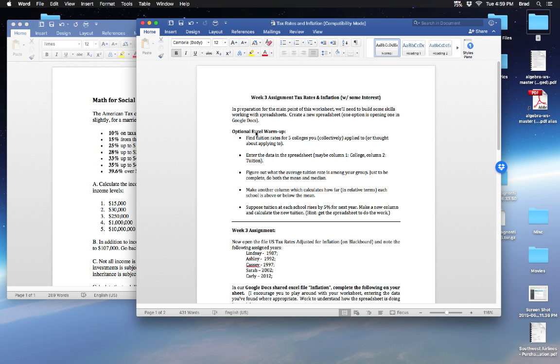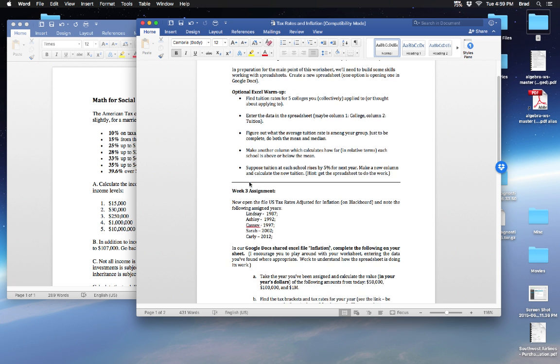And so an optional Excel warm-up, which I think is a good thing to do, but I'm not going to require it, is to go through here and look at tuition and break things down in that sort of way. Find ways to compute averages, look at mean, median, mode, start comparing things, getting used to playing around with Excel and the like. But the actual assignment starts right here.